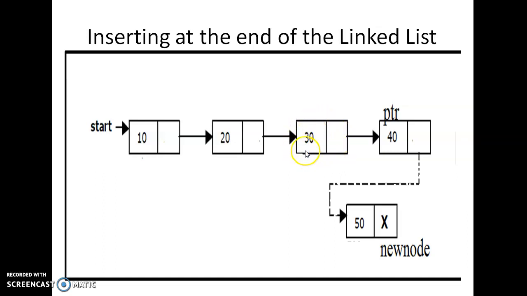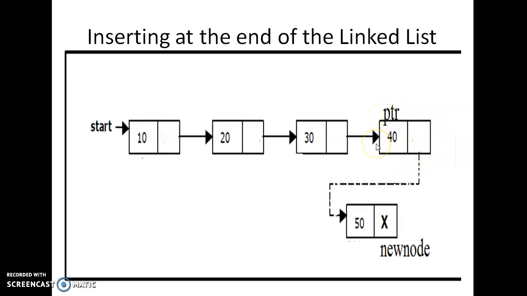Is PTR of next equal to null? No, it is not equal to null. So the pointer goes to the pointer of next. Now this is the pointer that we have. Is the pointer of next equal to null? Yes, it is equal to null because there was no other node present here. So this will be the last node.